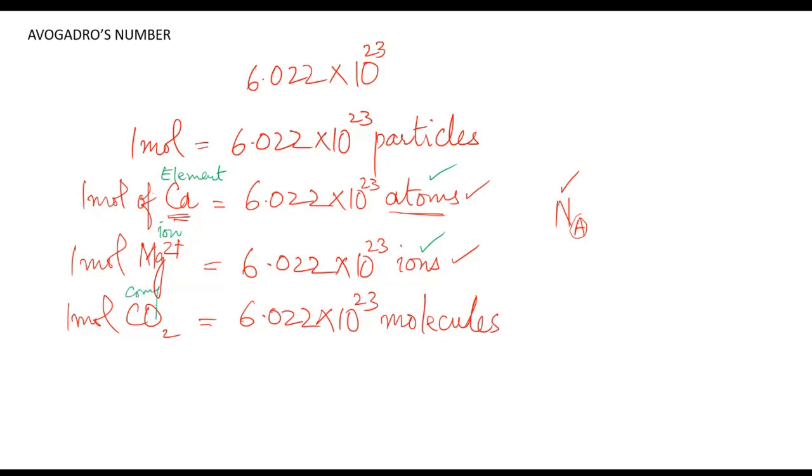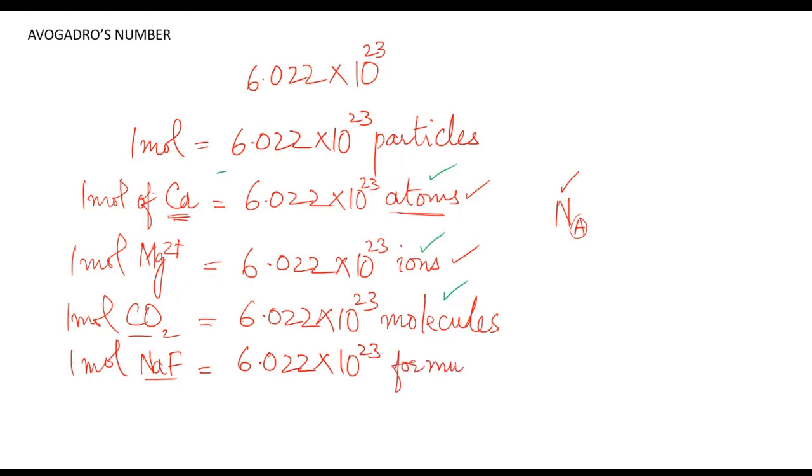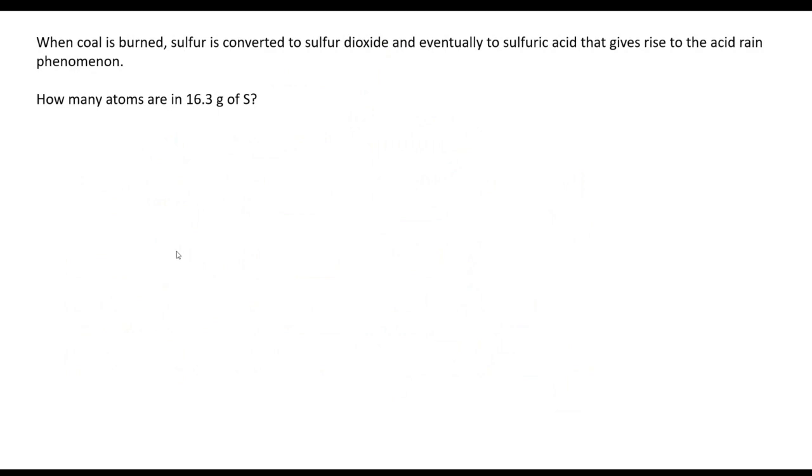If you take a compound, then the unit will be molecule. If you take an ionic compound, for example a mole of sodium fluoride, this is an ionic compound, and this is a molecular compound. For an ionic compound, we use 6.022 into 10 to the power 23 formula units. But usually we don't say formula unit. For both ionic compounds and molecular compounds, we use molecules with this Avogadro's number.